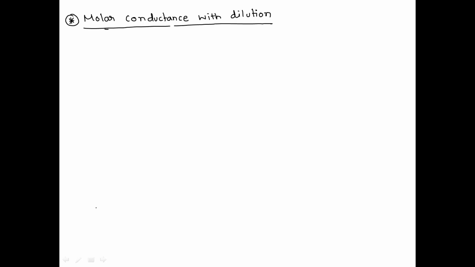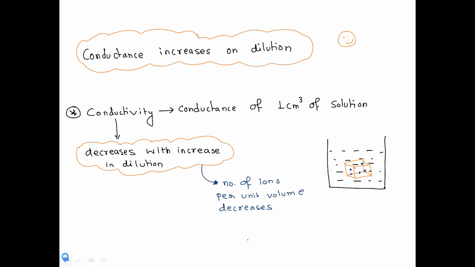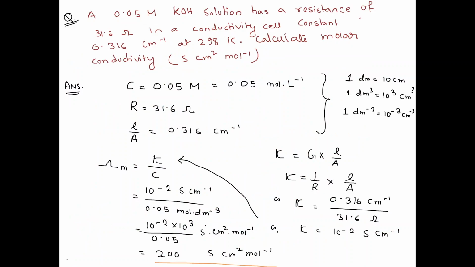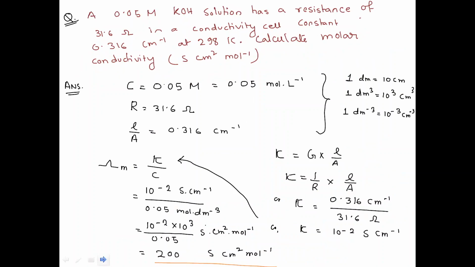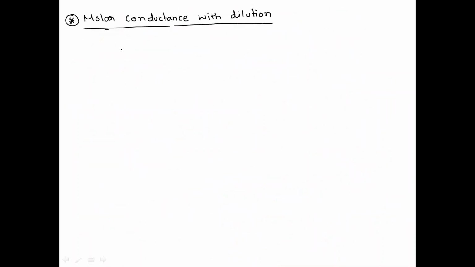If we recall the expression of molar conductance, just go back a few slides. What is the expression of molar conductance? Molar conductance is equal to kappa, that is essentially conductivity, into volume, that is molar volume. So that is the expression of molar conductance, which we already know: lambda m is equal to kappa, the conductivity, into Vm, the molar volume.